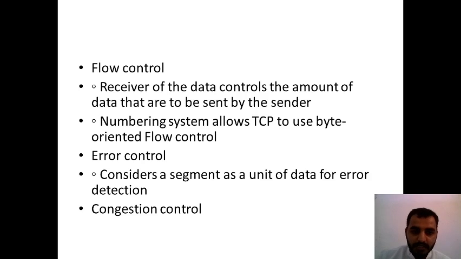Now what is the next point? It says the numbering system allows TCP to use byte-oriented flow control. Okay. Now the next one is error control. Error control, in the sense, considers a segment as a unit of data for error detection.